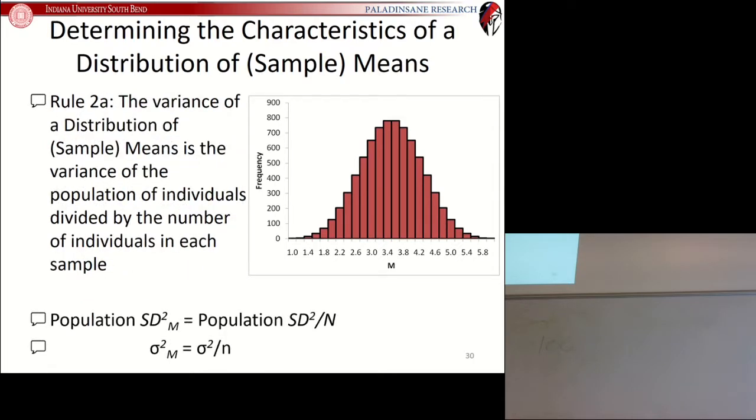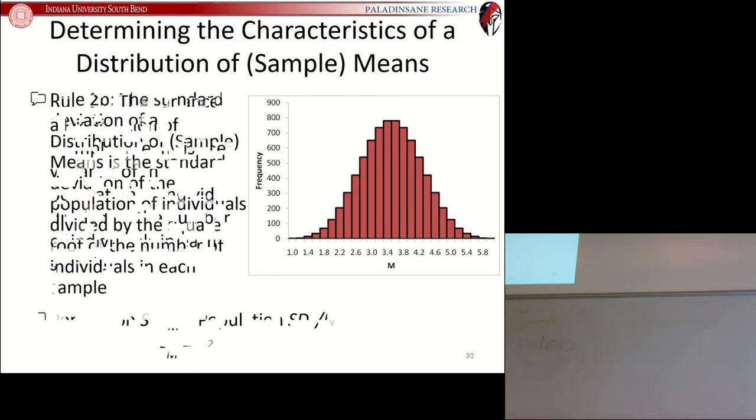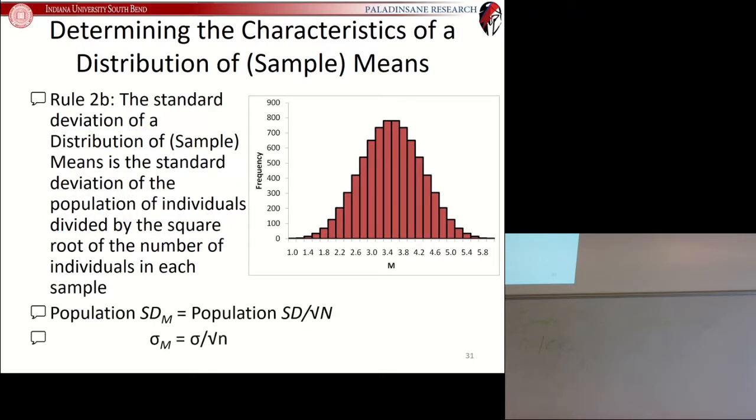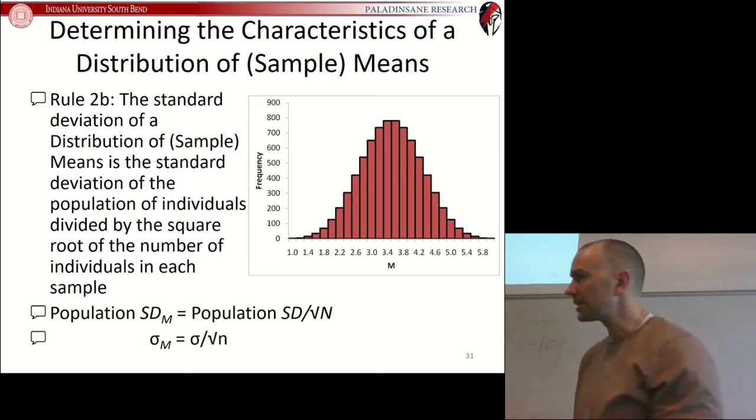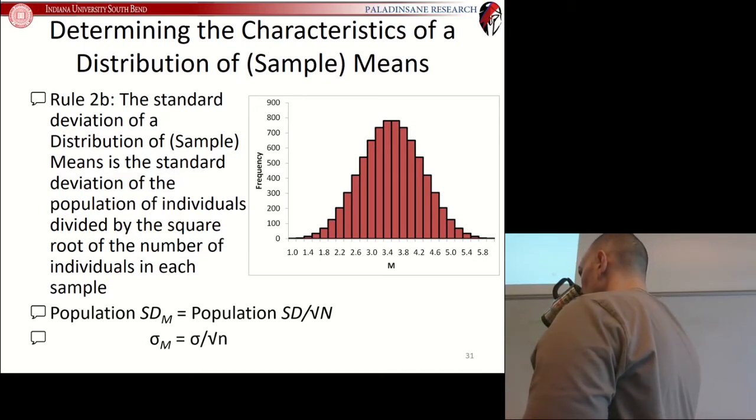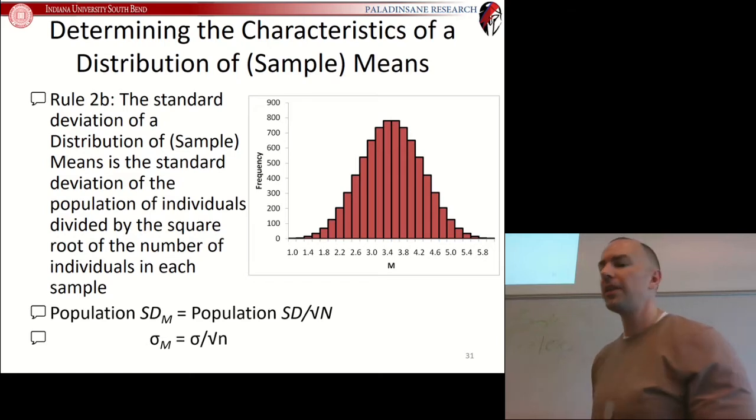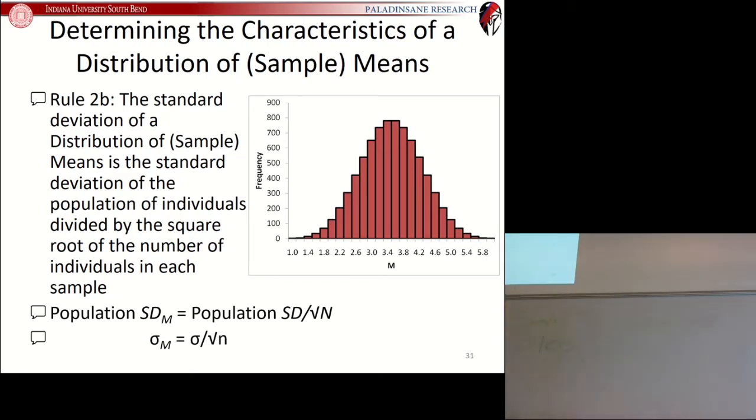We just take the square root of the variance and we end up with the standard deviation of your distribution of sample means equals the standard deviation of your population divided by the square root of the size of your sample. And I've called this the standard deviation of your distribution of sample means. It is the standard deviation of your comparison distribution. So remember, your distribution of sample means is your comparison distribution.